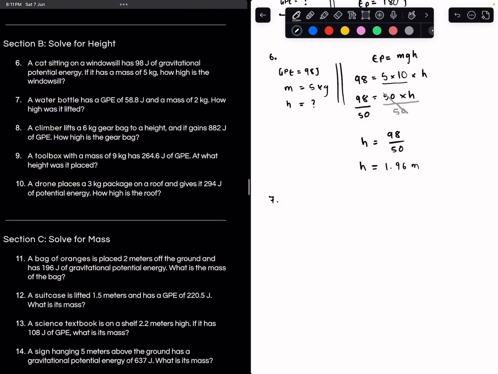All right, so a water bottle has a GPE of 58.8 joules and a mass of 2 kgs. How high was it lifted? Let's do this. First step, you must be getting sick of this, but that means you've got it drilled into you. EP equals mgh.